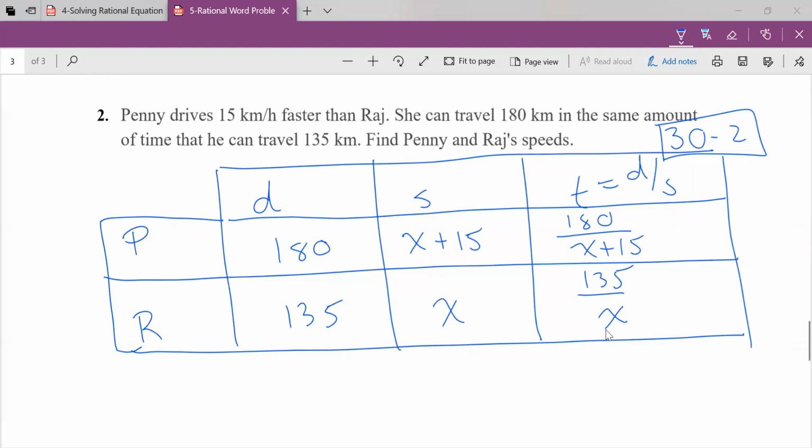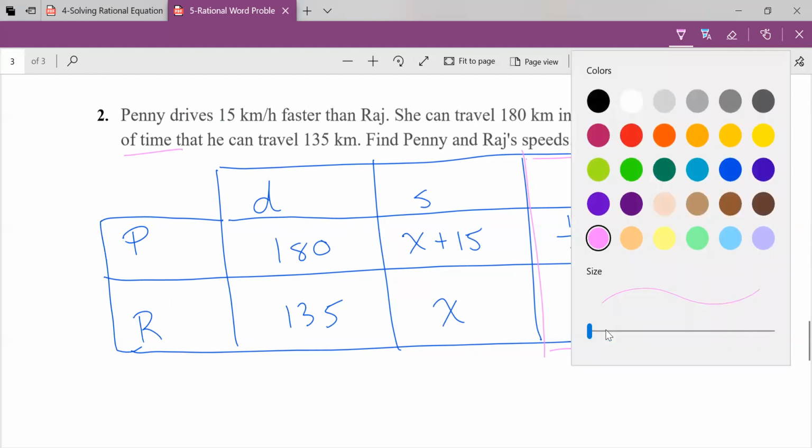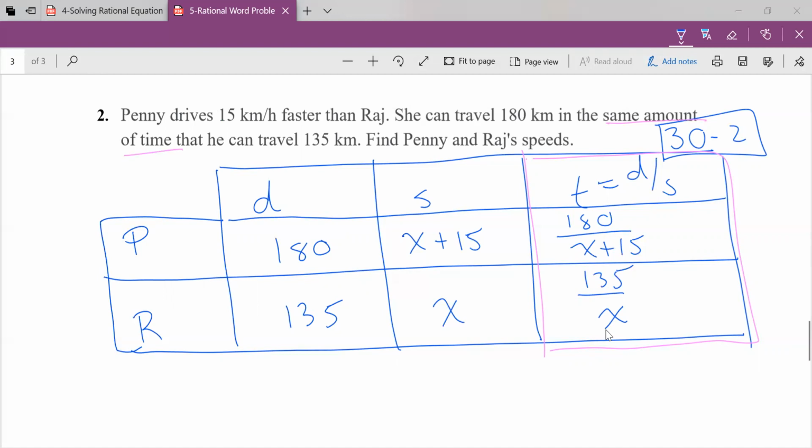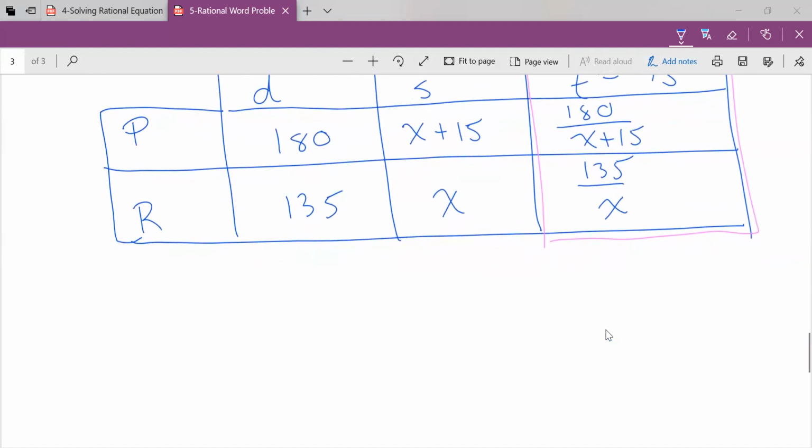Now, like I said, the equation I'm going to work with is always going to come from time right here. So there's usually a piece up in the question that we need. It says she can travel this in the same amount of time. So what does that tell me about 180 over x plus 15 and 135 over x? Well, it simply tells me those 2 things are equal, in the same amount of time. They're equal. Okay.